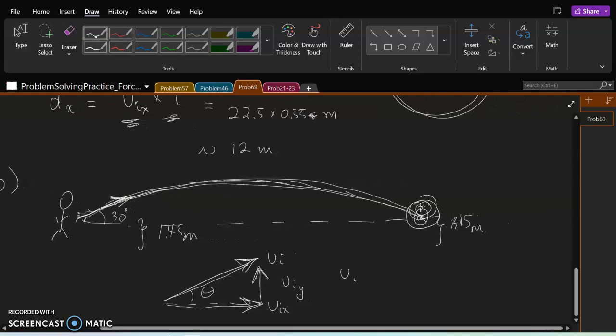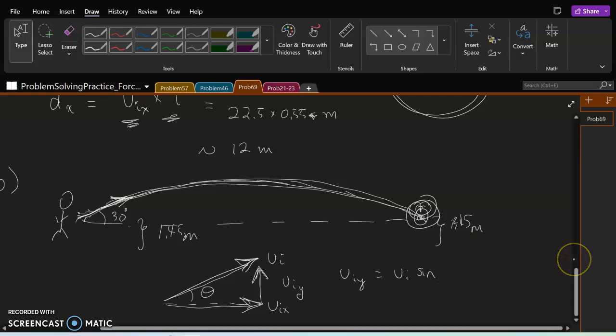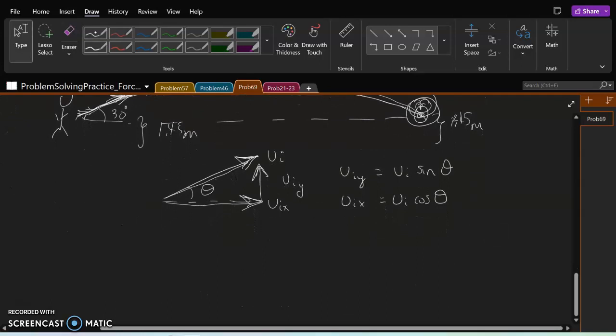So I can write that V_iy is going to be the same as V_i times the sine of 30 degrees. Well, the sine of the angle, I should say, because I'm being a little more general right now. And the initial velocity in the x direction is V_i times cosine of theta. This is a pretty advanced problem here, so let's see what we can do.